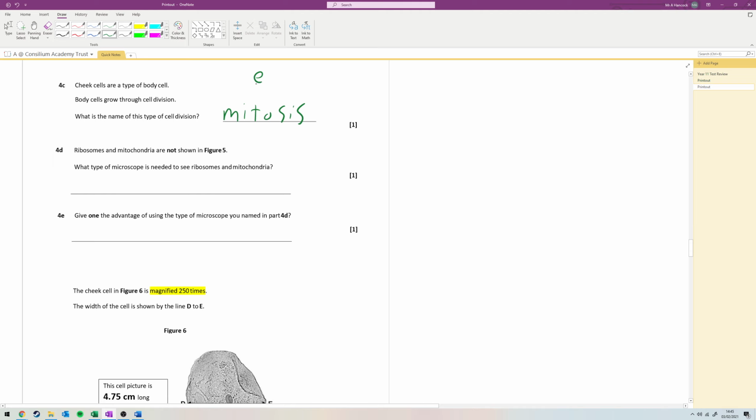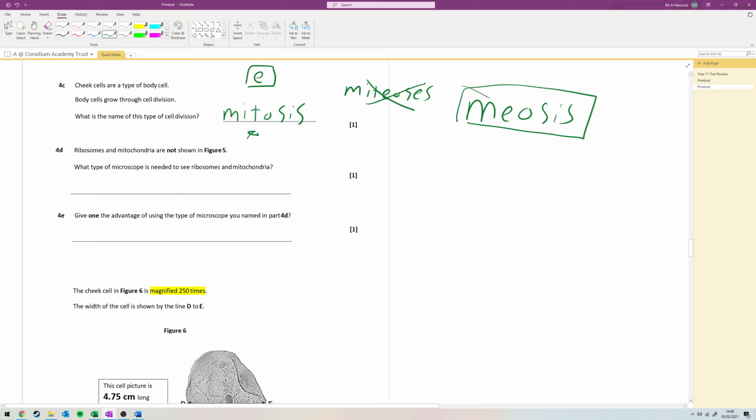If there is an E anywhere in your mitosis, so if you wrote miteosis, you do not get the mark because that looks too similar to this. This is meiosis, which is for sex cells only. That is not correct, but if you've done some sort of hybrid of both of them, the examiner assumes you don't know what the answer is and gives you the wrong one. So if it looks like mitosis, you're good. If there's an E in it anywhere, you don't get the mark. Right.